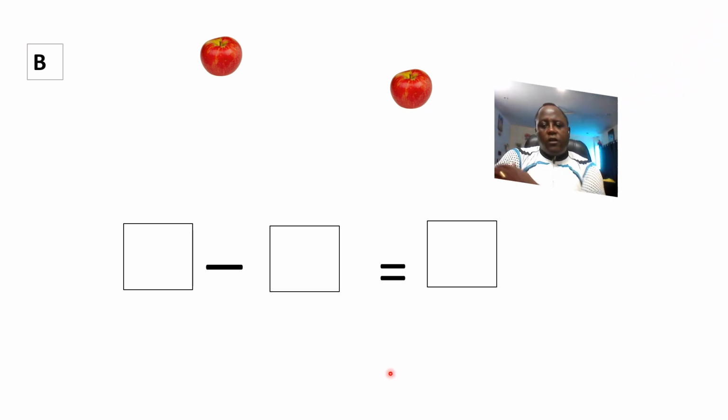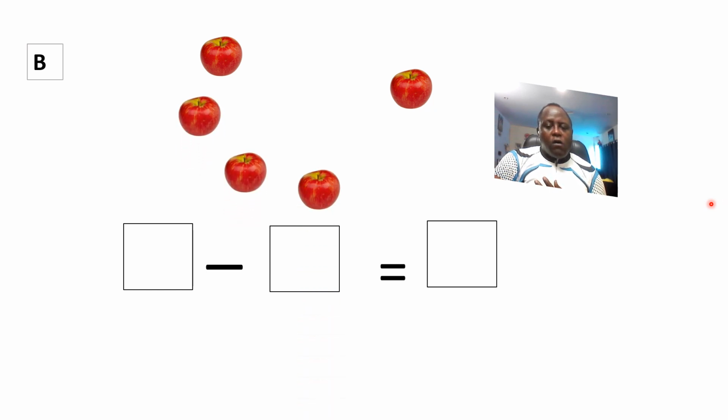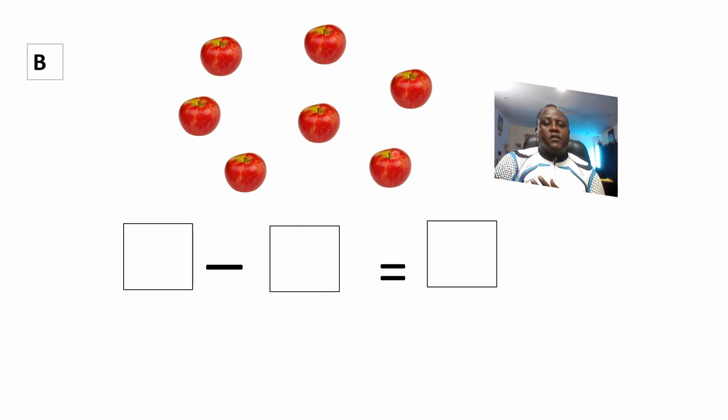Okay, next question, next activity. Look at how many apples you have on the screen. How many apples? I can see 1, 2, right? All right, let's see. 2, 3, 4, 5, 6, 7 apples. 7 apples, right? So we write the 7 here.